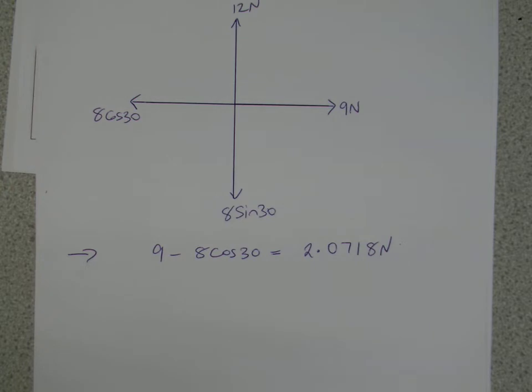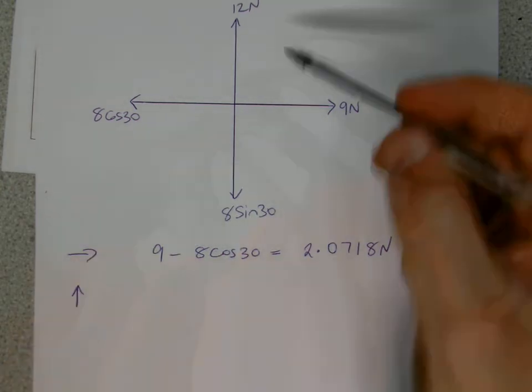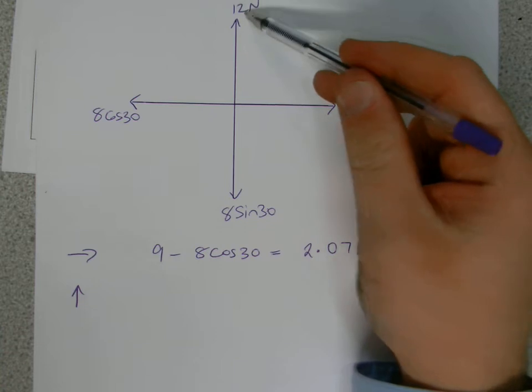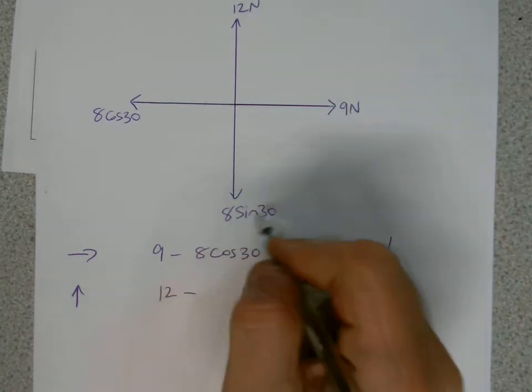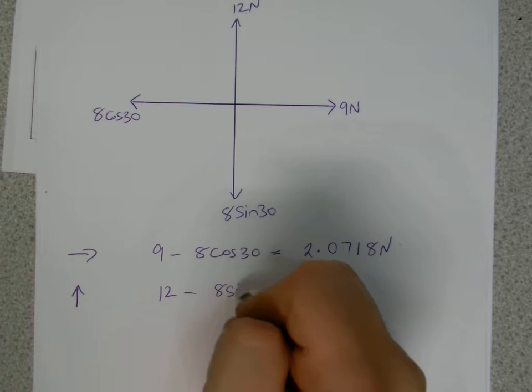And then let's resolve in the Y direction. So again, we'll take upwards as positive, so 12 is positive. Take away the downward force then, which is 8 sine 30.